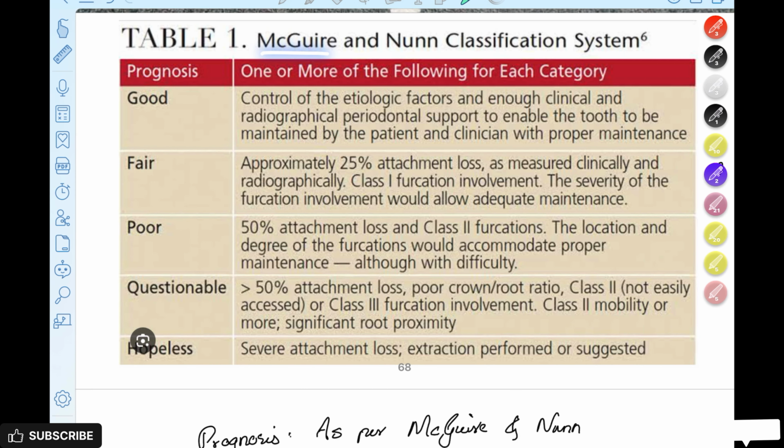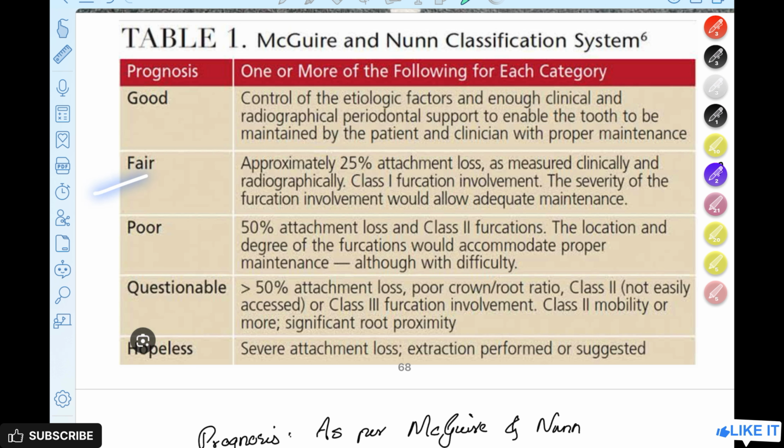How to write the prognosis according to Maguire and Nunn classification system. For good prognosis, this is the category you have to consider: control of etiological factors and enough clinical and radiographical periodontal support to enable the tooth to be maintained by the patient and clinician with proper maintenance. So the prognosis will be considered as good.